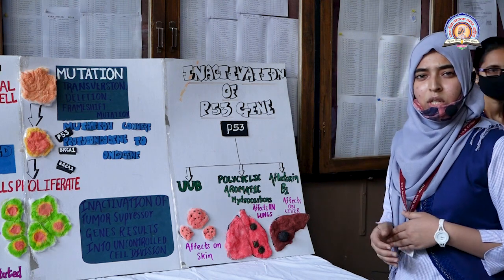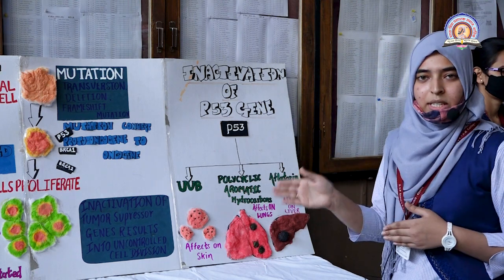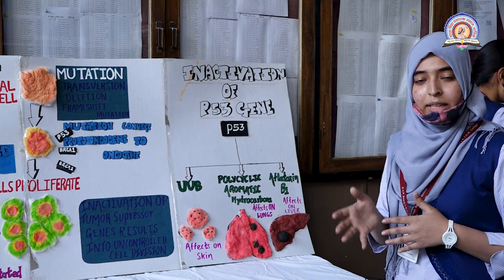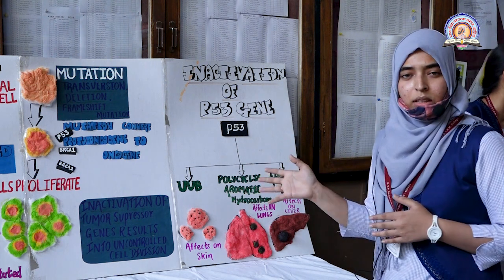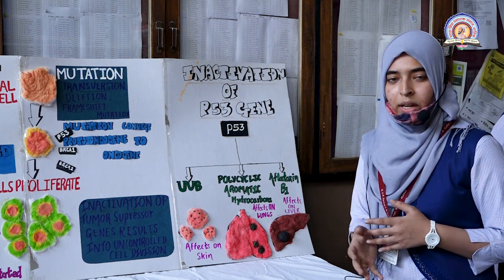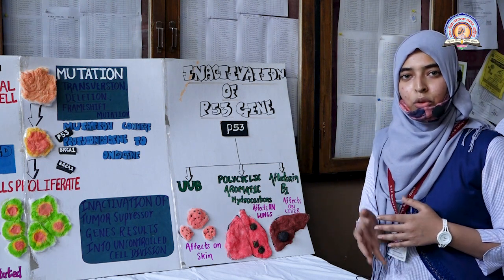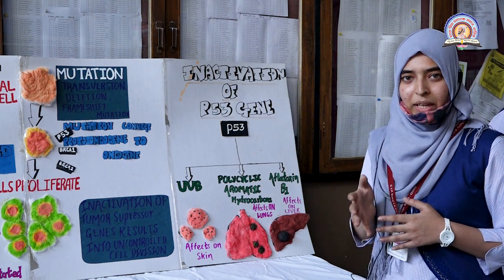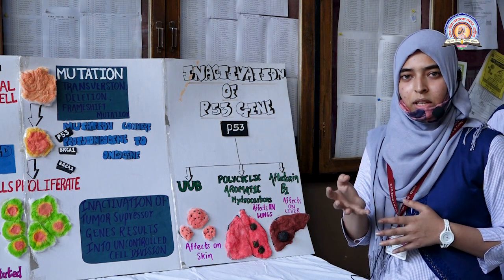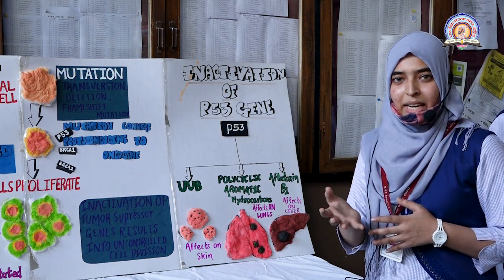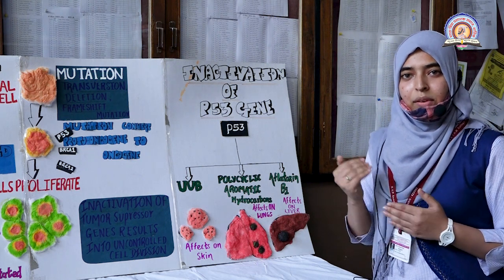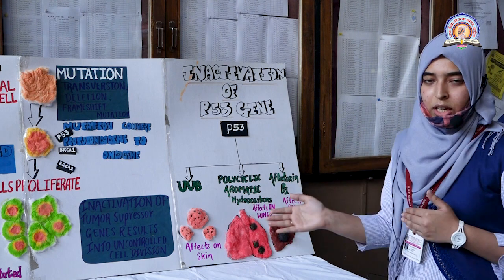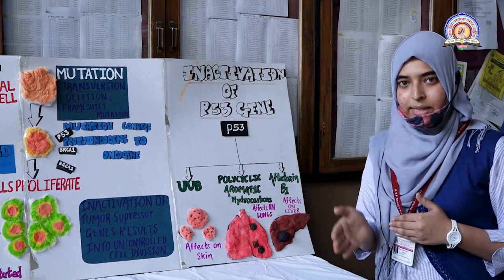Third is aflatoxin B1. As we know, the name itself suggests it is a toxin. It is synthesized by Aspergillus flavus, and it is a toxic component. I would like to give an example of an agricultural product, which is peanut. If this peanut has been produced using pesticides or insecticides, and we ingest the moldy part of the peanut, it can lead to liver cancer. It will directly affect the DNA of our liver cells.